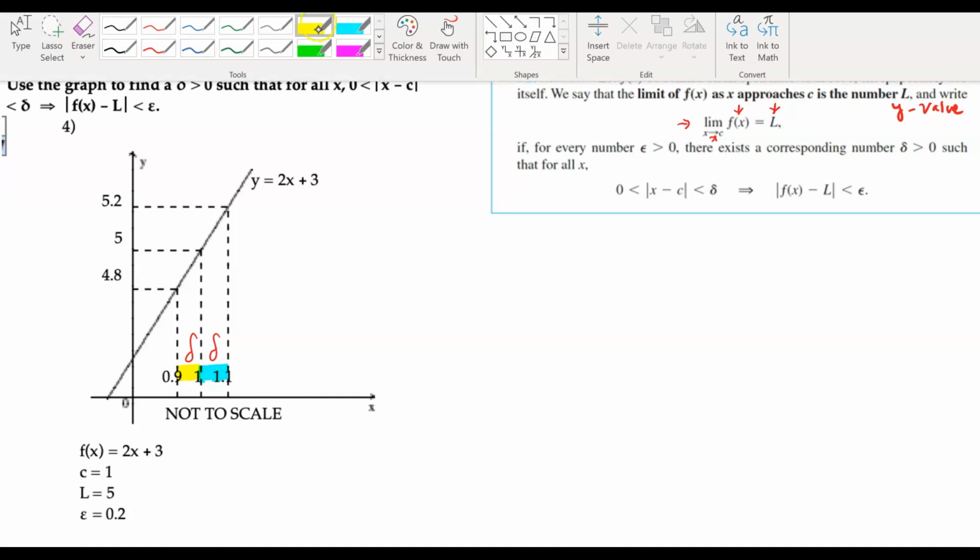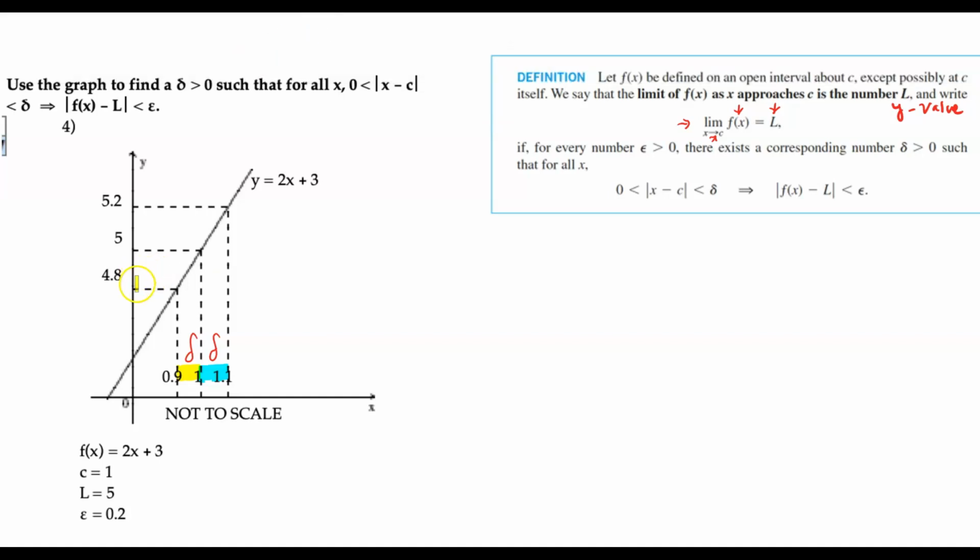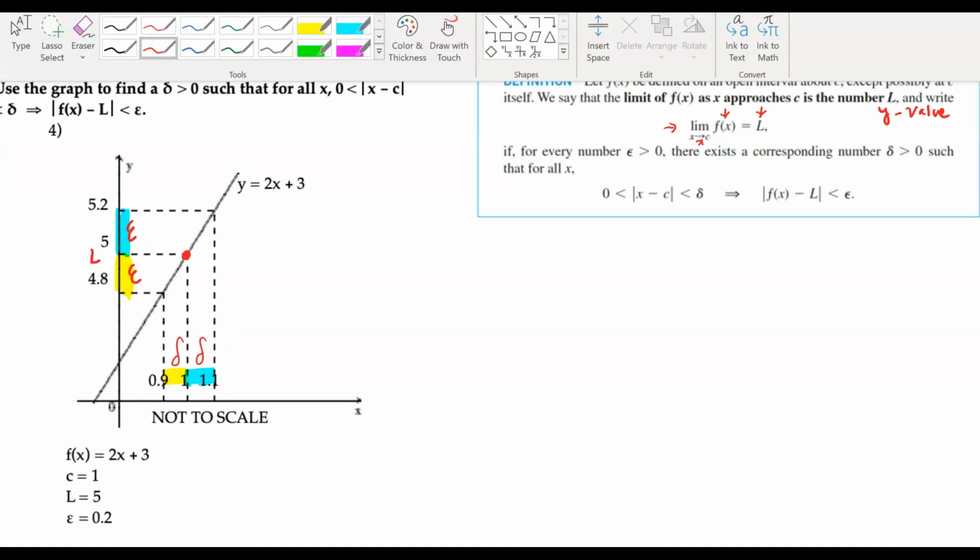Okay, and epsilon is this part right here, this area here. That's one of the epsilons, and here's the other corresponding epsilon. So epsilon is the y value threshold. Delta is the x threshold, epsilon the y threshold. So the y threshold is numbers that are close to the actual limit L, which is 5. Those are the epsilons. The deltas, in fact, are thresholds on the x value.